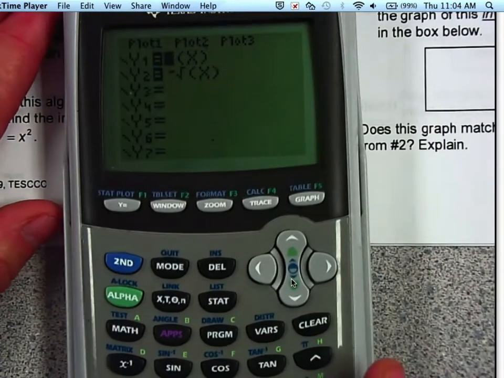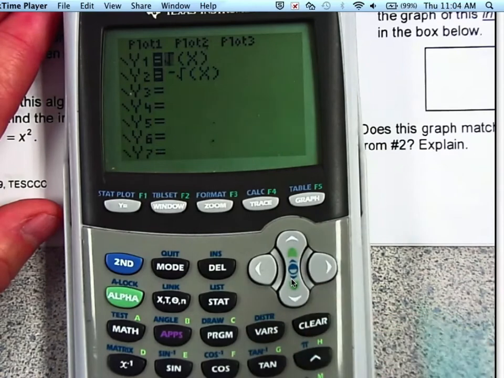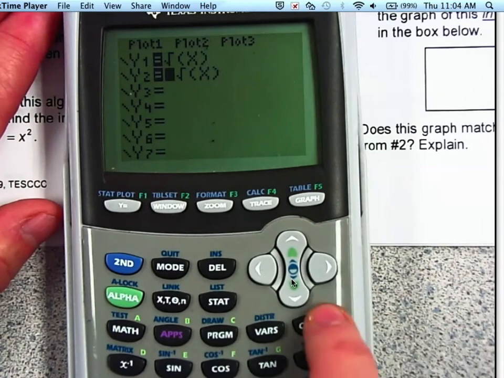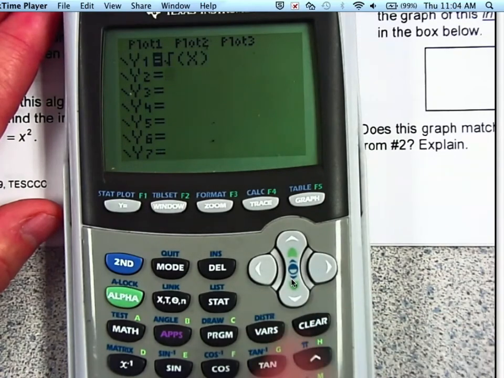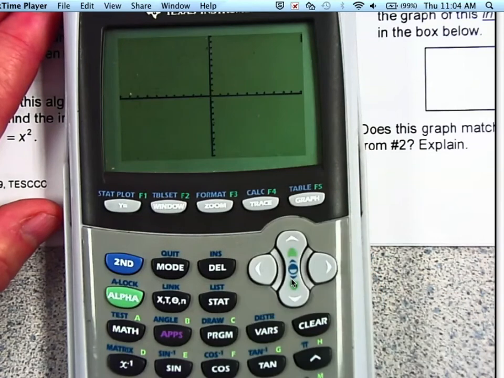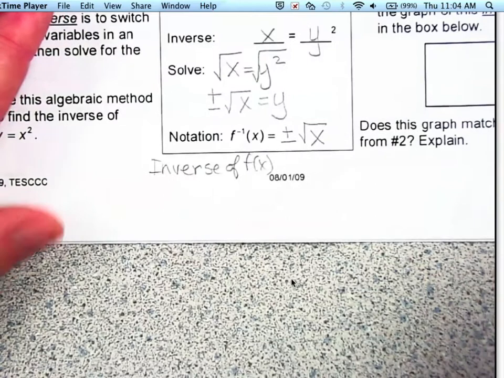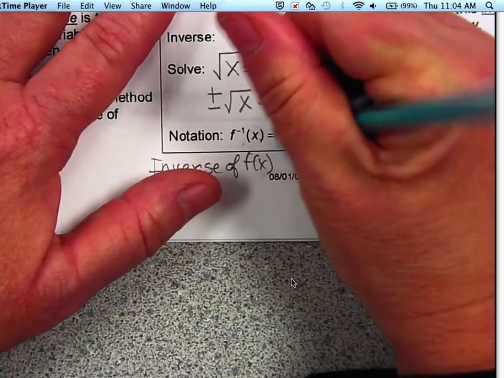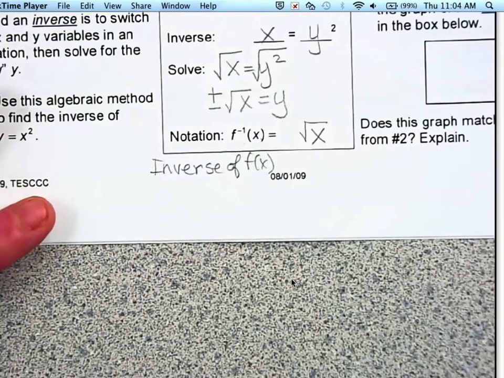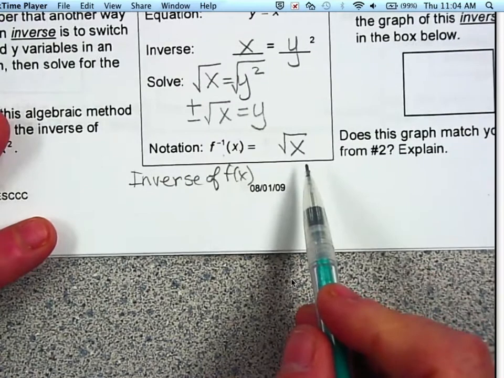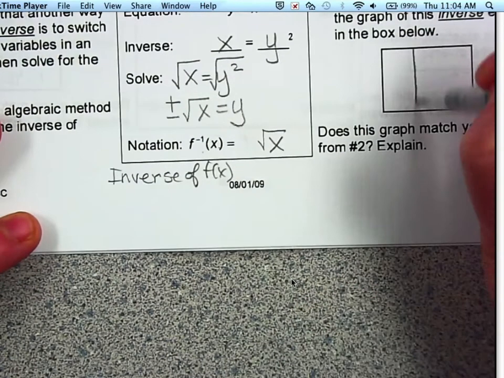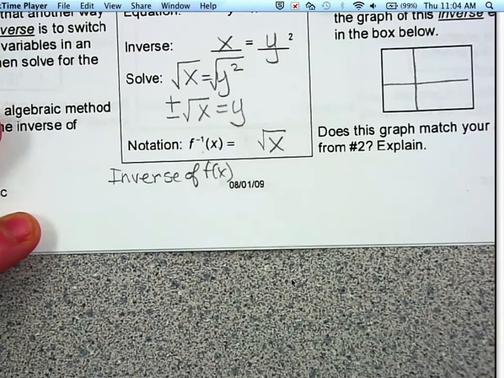What could you do to the graph to make it a function? We could maybe get rid of that part. If we get rid of the negative part, is it a function now? Yes. Okay, so let's get rid of the negative part and leave the positive part, which means that really we just have the square root of x. And if we sketch that over here, it looks like this.